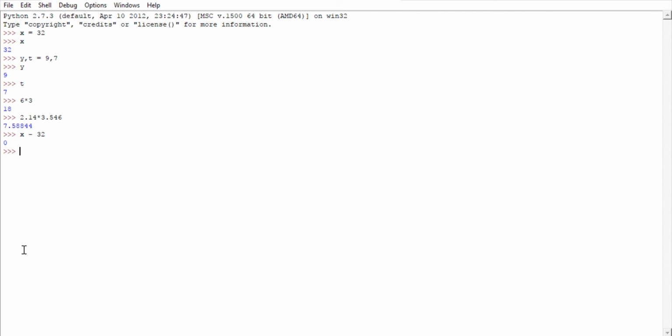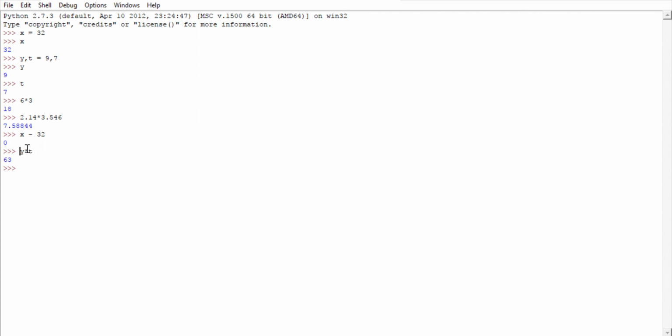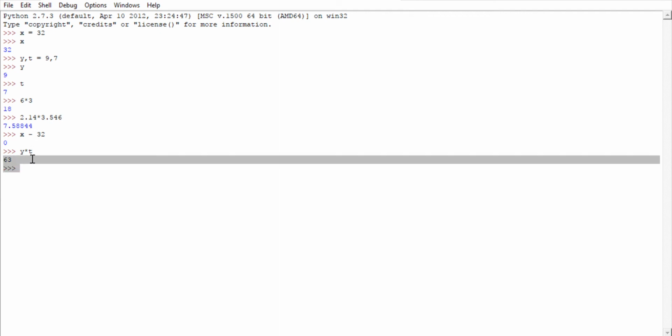Okay, now let's do another example with y and t. So we'll multiply those two. So we would just write y, tiny star, and then t. And then it spits out 63. So what we basically just said was y times t. So y is equal to 9, and t is equal to 7. So that's why it's actually 9 times 7. That's basically what we're saying. So it spits out 63.